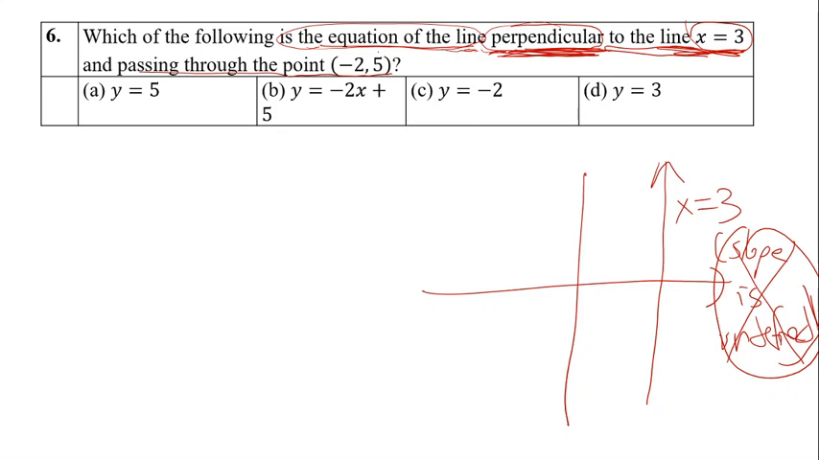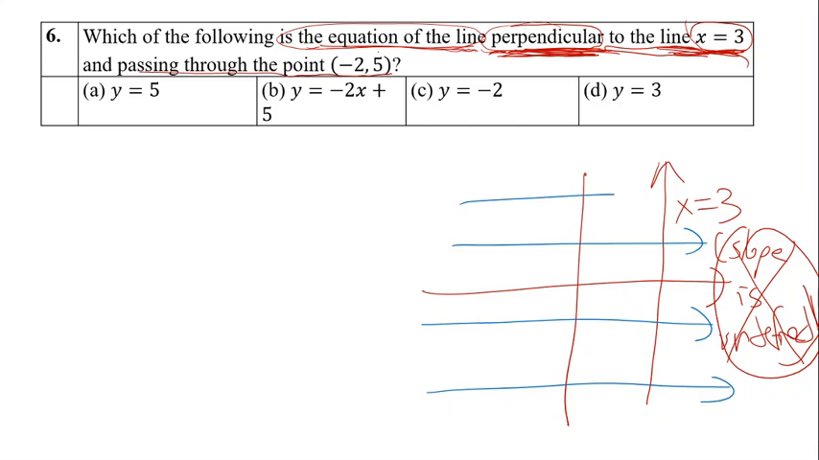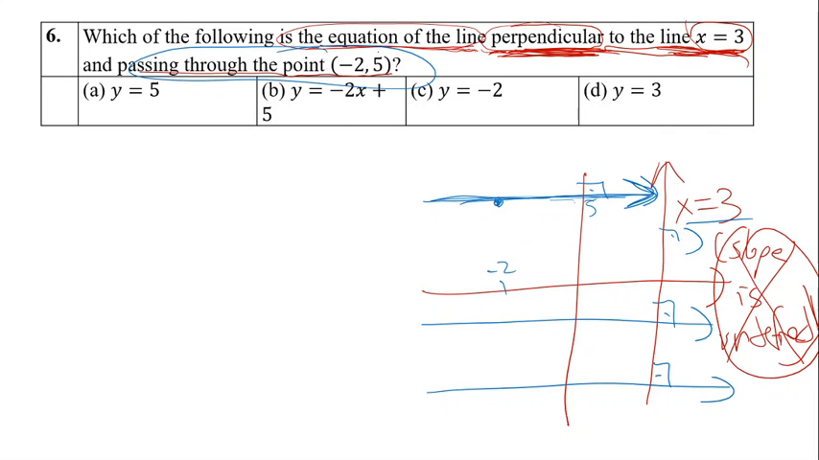Think about the perpendicularity here. So we are asking about the line which is perpendicular to the x equals 3 line. So which line is perpendicular to this line? So it has to be this way, like a horizontal line, right? These are the horizontal lines. So this is vertical. They're perpendicular to this, right? So we are looking for a horizontal line, and it passes through minus 2, 5. Where is minus 2, 5? Minus 2, 5 is somewhere here, let's say. Okay, we are talking about such a line here.